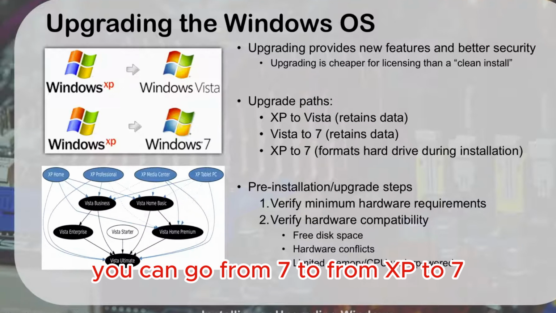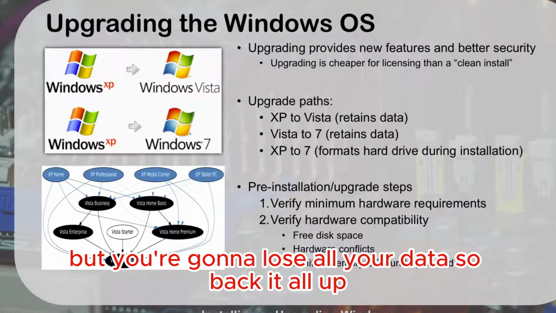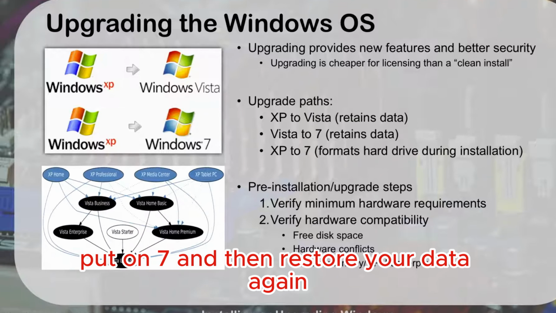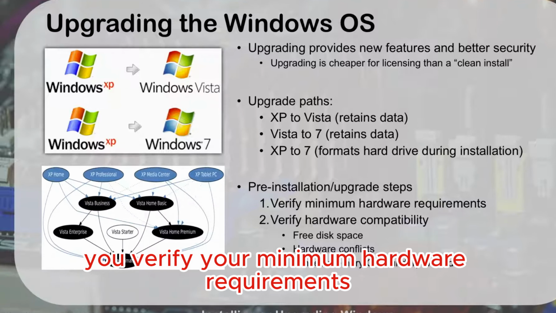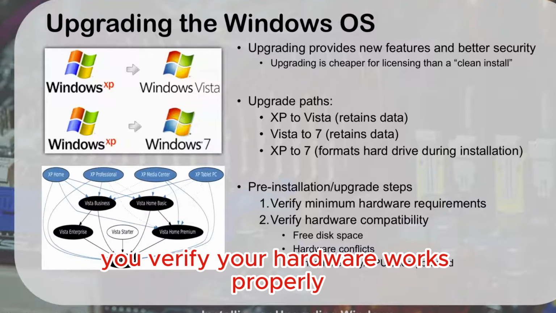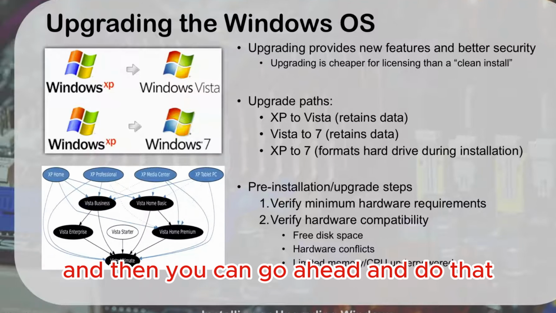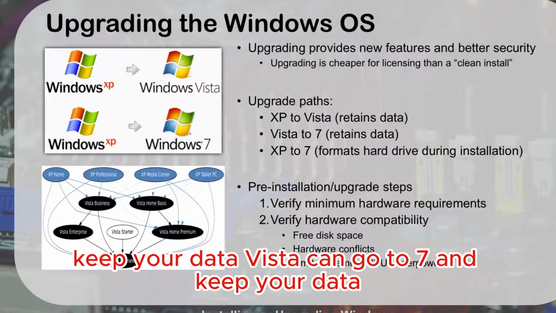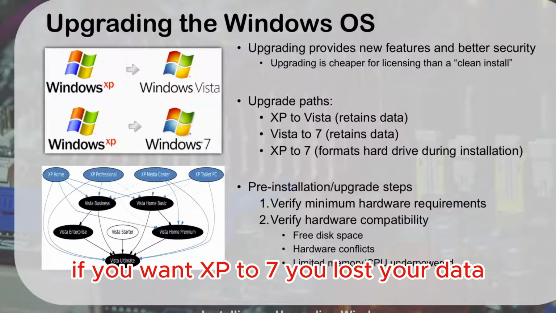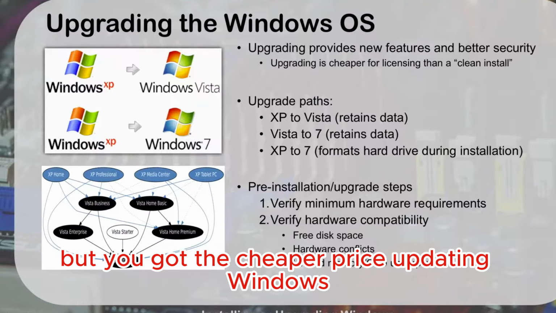You can go from XP to 7, but you're going to lose all your data. So back it all up, put on 7, and then restore your data. Again, your pre-installation steps is what do? You verify your minimum hardware requirements. You verify your hardware works properly, and then you can go ahead and do that. The big thing, remember, XP can go to Vista, keep your data. Vista can go to 7 and keep your data. If you went XP to 7, you lost your data, but you got the cheaper price.